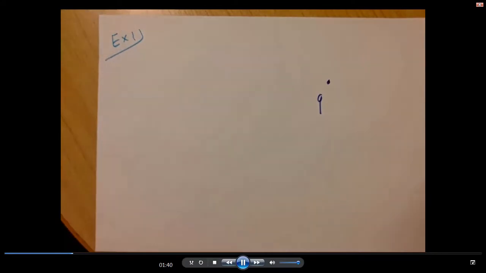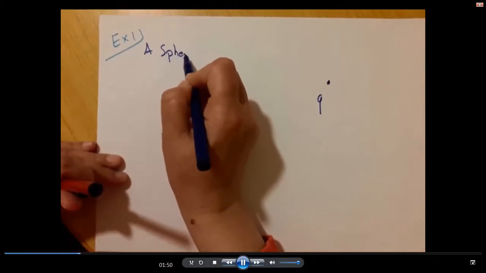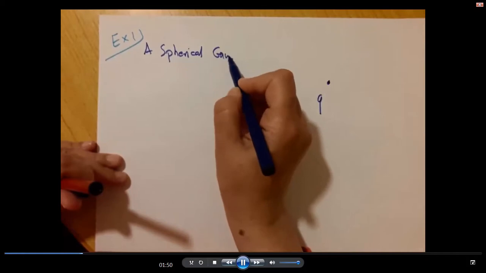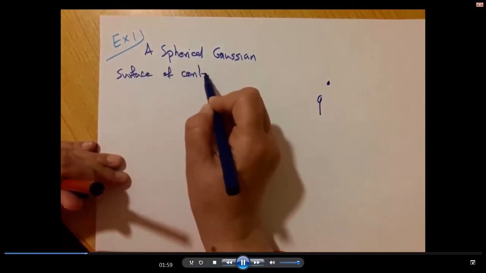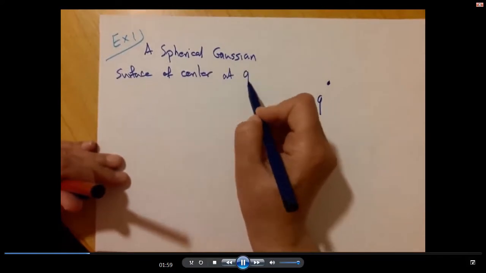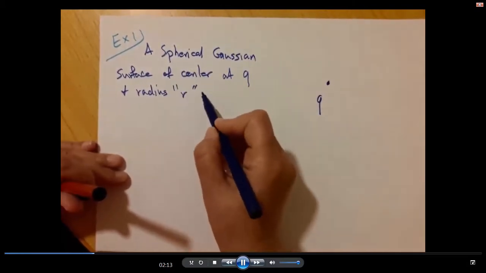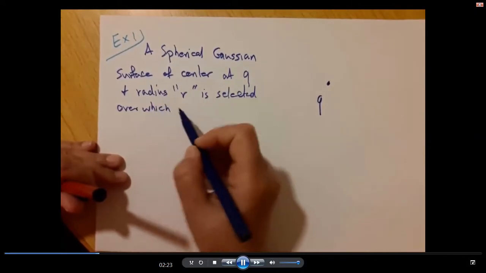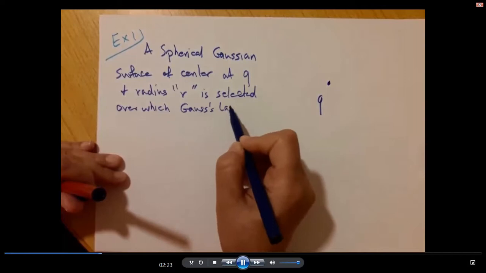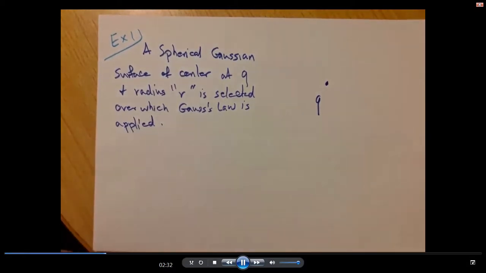So the way of solving here is as such: we're going to say this is a spherical symmetry problem, which implies a spherical Gaussian surface of center at Q and radius R, any radius R is selected, over which Gauss law is applied.